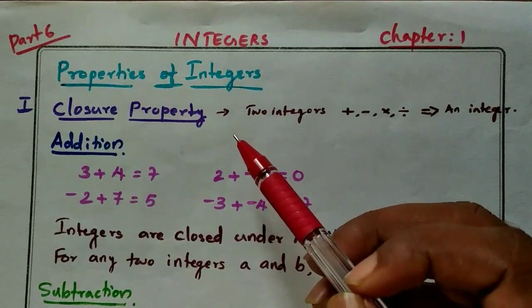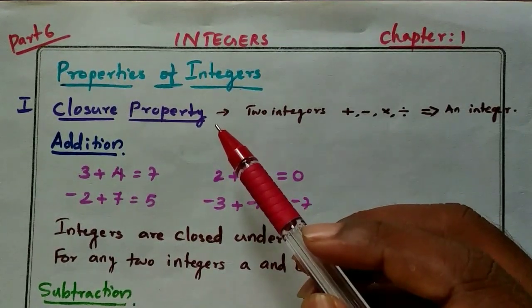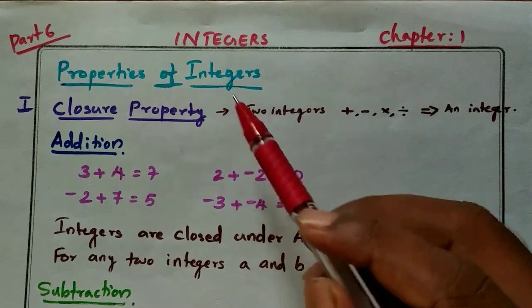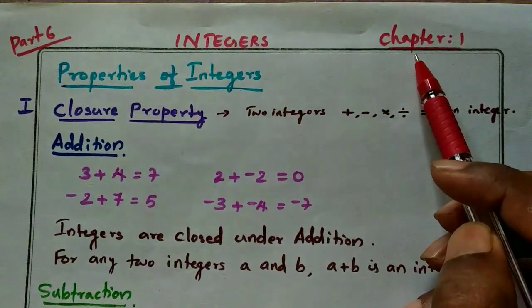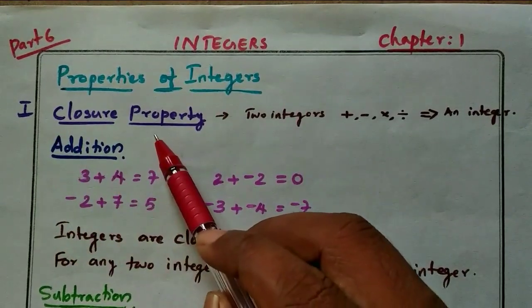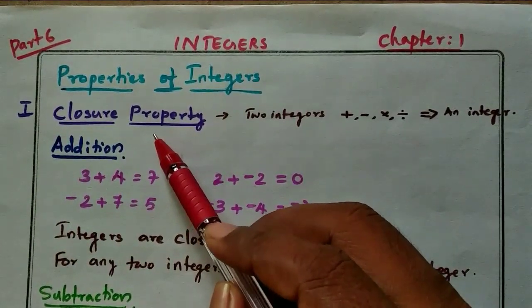The last day we discussed 4 basic operations on integers. Now let us discuss some properties of integers from the chapter Integers, chapter number 1. First property, closure property. What is meant by closure property?